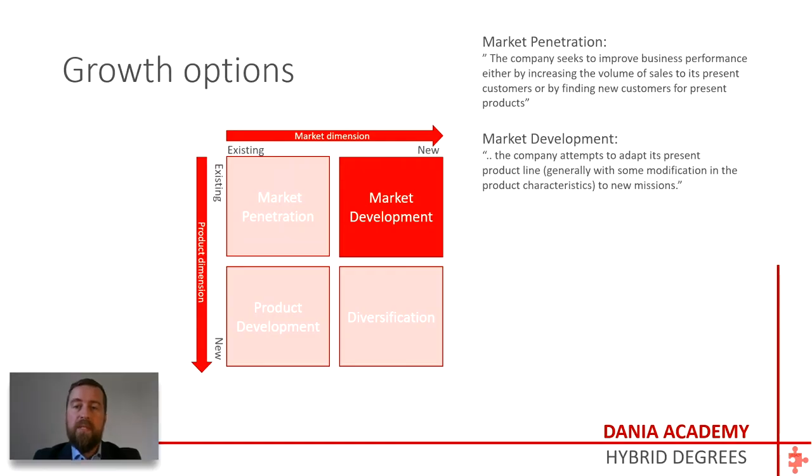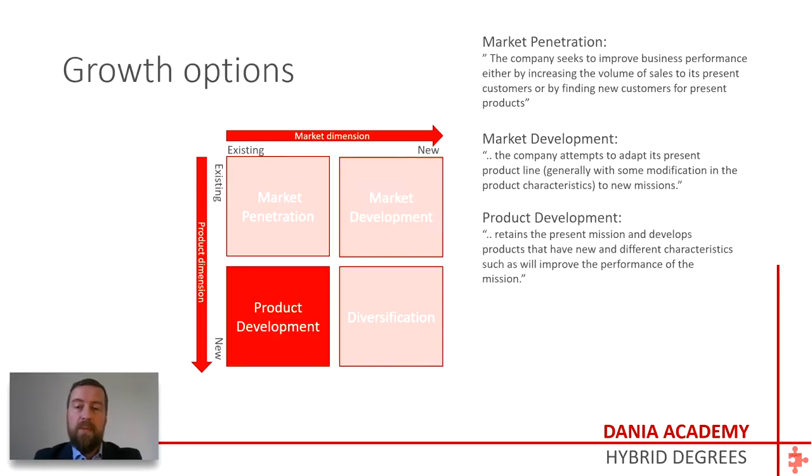Market development is when the company attempts to adapt its present product line, generally with some modification of product characteristics, to new missions or new markets. That's often thought of as a geographical market, but it is just as relevant to talk about different segments, a new type of users, often with a new type of usage for the product, which means that our business mission needs to be adapted, changed for this purpose.